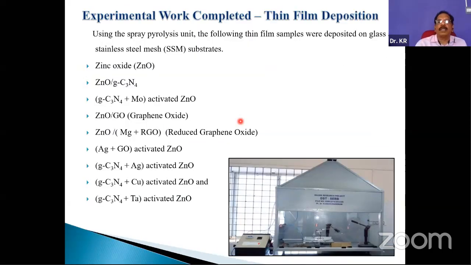And using these apparatus, we have deposited zinc oxide thin films, zinc oxide graphitic carbon nitride nanocomposite thin films, graphitic carbon nitride plus molybdenum activated zinc oxide thin films, zinc oxide graphene oxide thin films, Mg plus reduced graphene oxide doped ZnO nanocomposite thin films, Ag plus GO activated ZnO thin films, and so on.